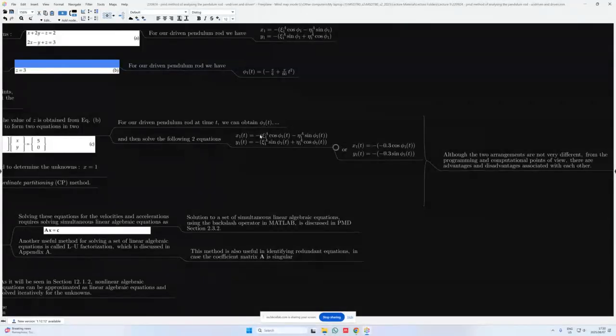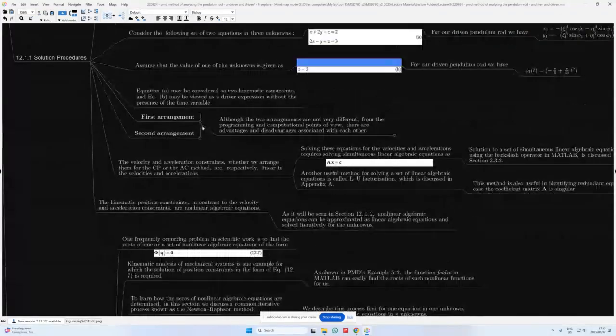So we know what the values of the local coordinates are, and we know what phi1 as a function of time is as well. So essentially x1 and y1 as a function of time reduces to these equations that we have available over here. All right, so that's one method where we directly substitute in the known value. This is known as the coordinate partitioning method.